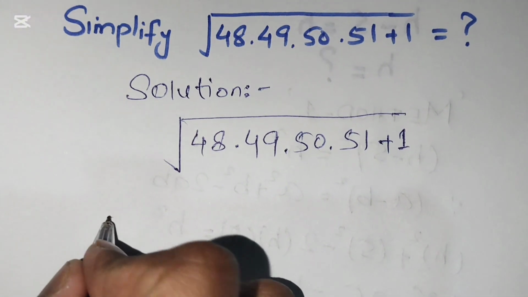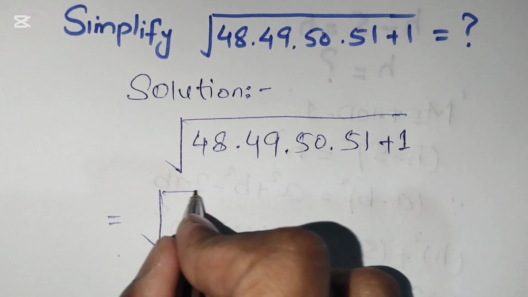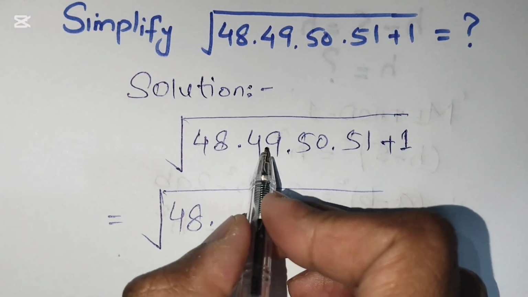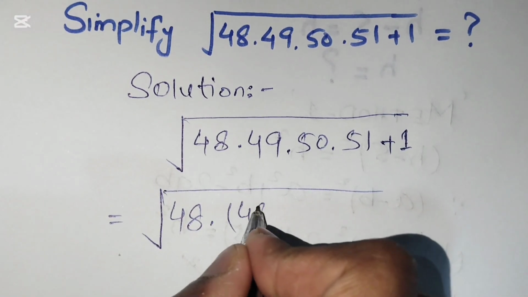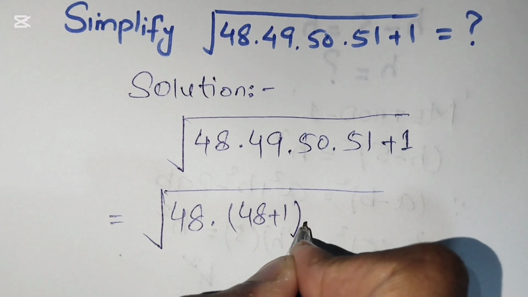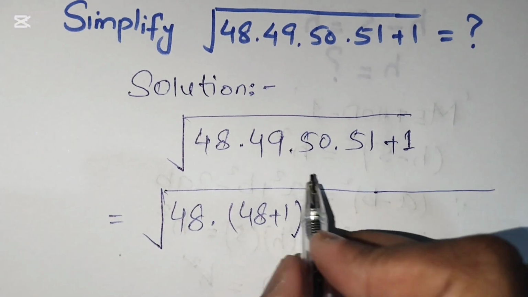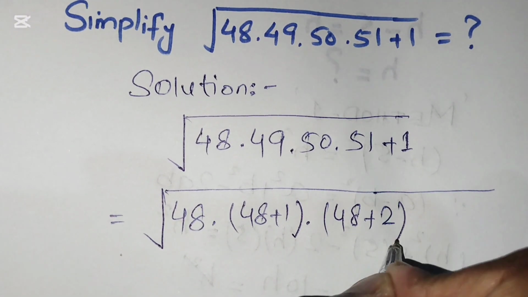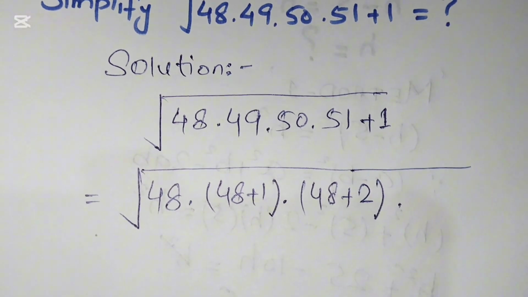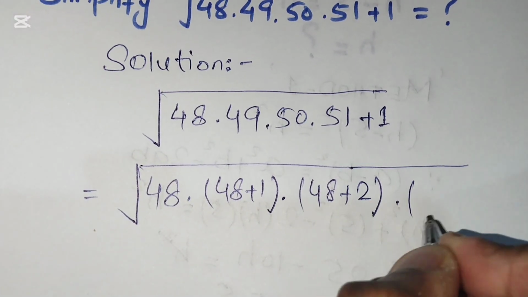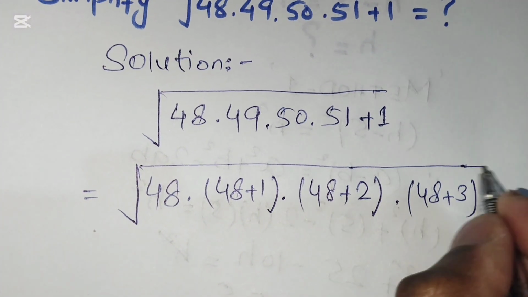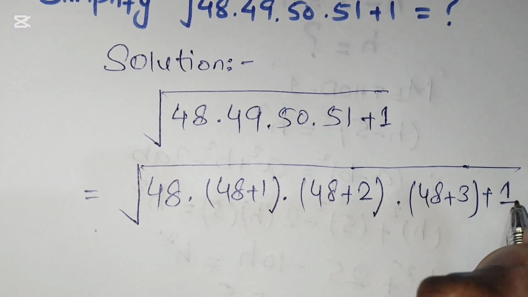As we can see, we can write this 48 as 48, and this 49 can be written as 48 plus 1 for our easiness, and this 50 can be written as 48 plus 2. In the same way, 51 can be written as 48 plus 3, plus this 1 as it is.